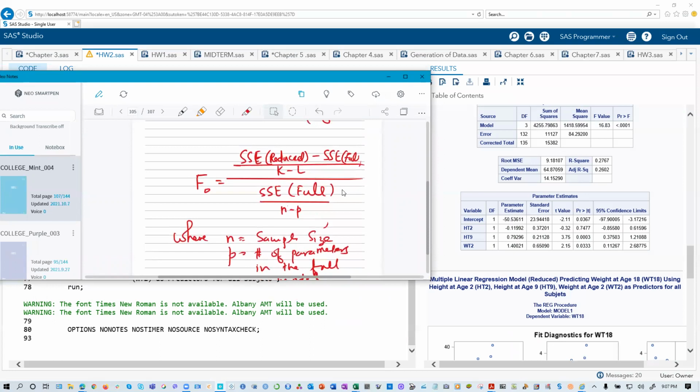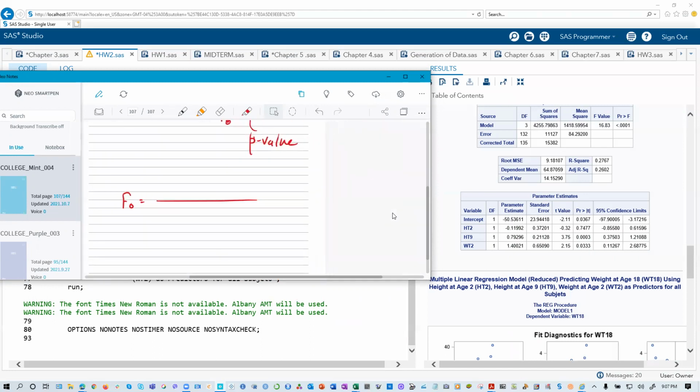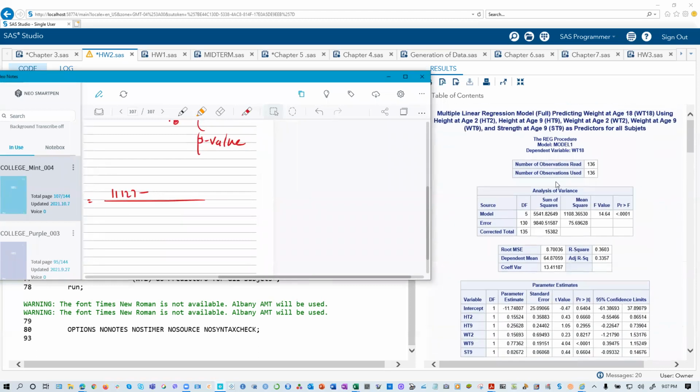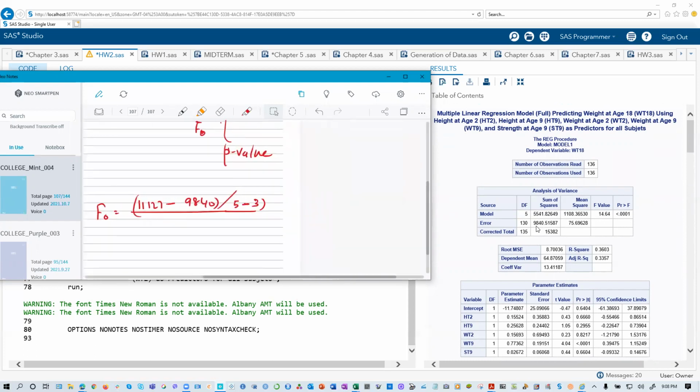So if you plug into this formula, the sum of squared error of the reduced model, how much is it? 11,127 minus the full model, let's write without decimal, 9,840, divided by K. K means the number of regressor variables in the full model, which is 5. And the number of regressor variables in the reduced model, 3. You saw that one already.